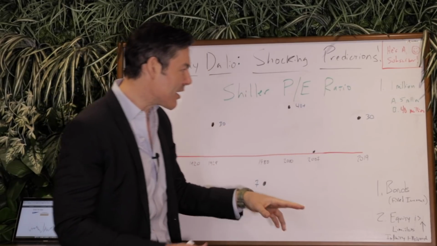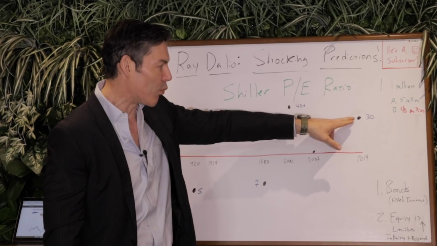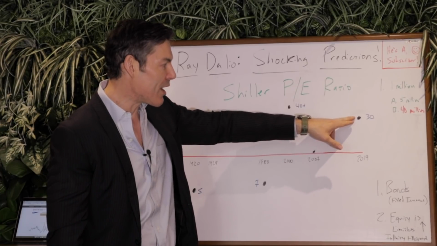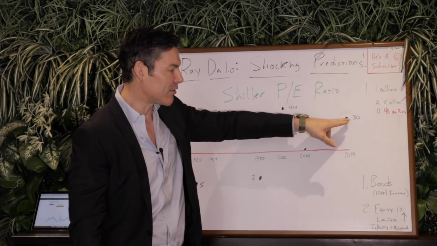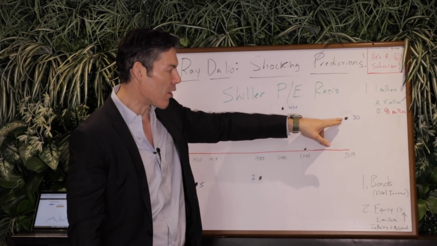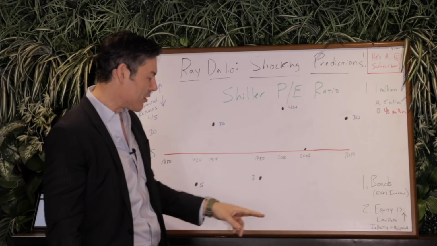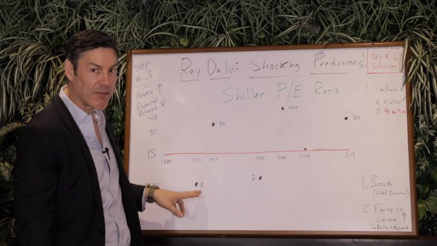So what Ray's saying is if the PE multiple is way up here at 30, you can't expect it to go to 60 or 100. So the future expected returns are going to be a lot lower if you're buying at a 30 PE than if you're buying at a 7 or a 5 PE.